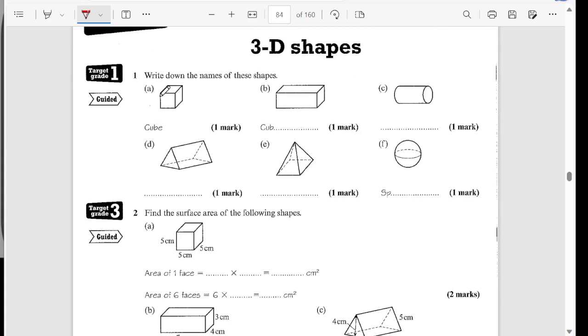Question 1, write down the name of the shapes. So the shape we've already got, that's a cube. The second one then is a cuboid. The next one, we've got a cylinder. For this one, we've got a triangular prism. It looks like an isosceles triangular prism. Sorry, an equilateral isosceles prism, but it's not marked, so I'm just going to call it a triangular prism.